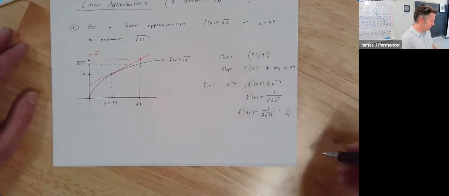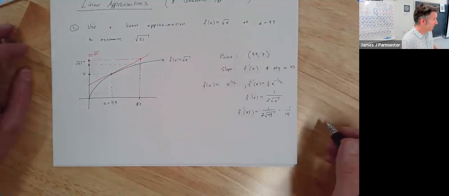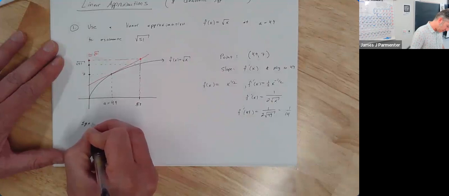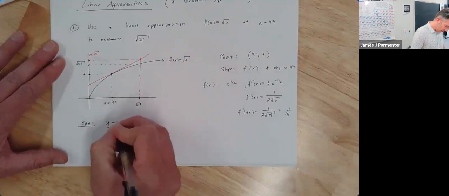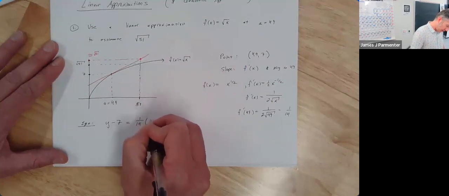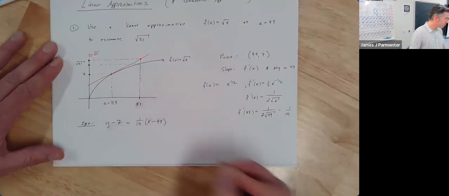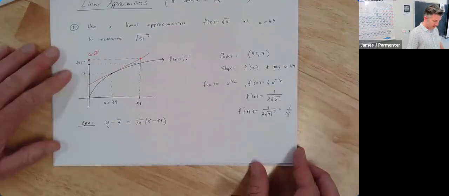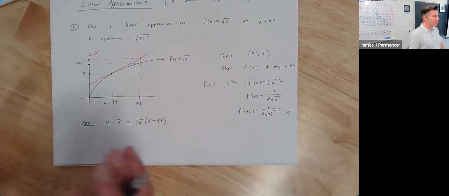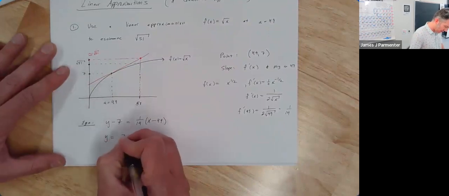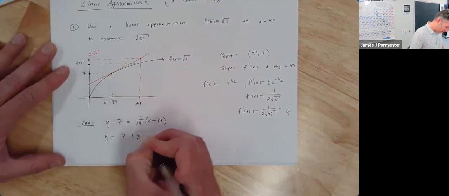Great, I got my point, I got my slope. So now I'm going to write the equation. Here's my equation of my tangent line. It's going to be y minus the y coordinate equal to my slope times x minus the x coordinate. Or as I might prefer, if I isolate y, I'm not actually going to write it as y equals mx plus b. I'm actually going to write it as y equal to 7 plus 1/14 times x minus 49.